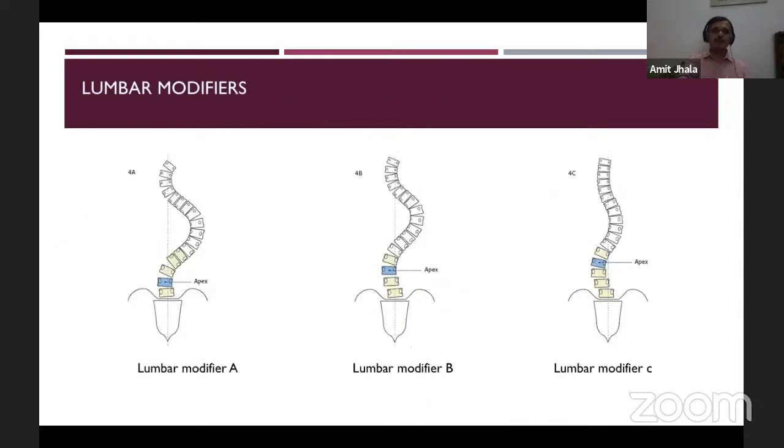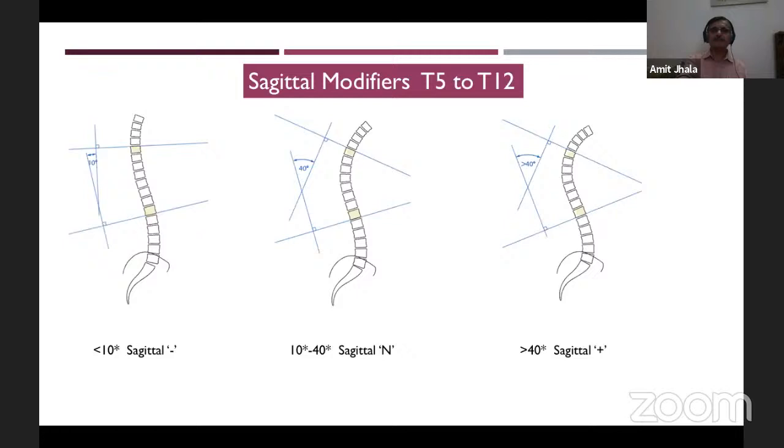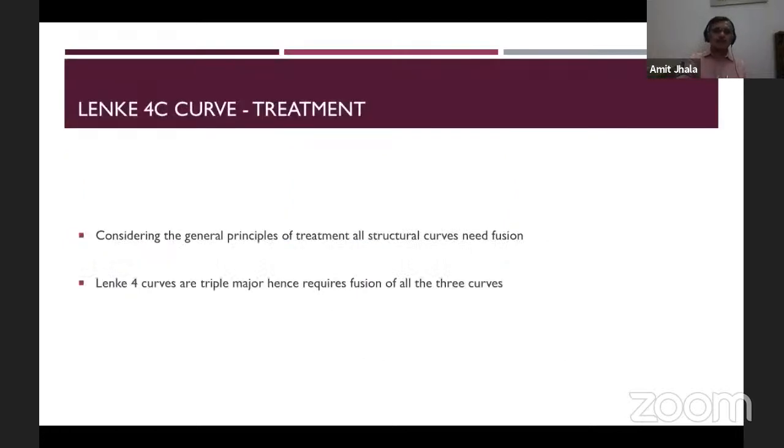You have to classify again for A, B, and C, and assess whether it's a minus, neutral, or plus sagittal modifier. But considering the general principles of treatment, you have to treat all the structural curves, and all 3 need a fusion. So Lenke 4 curves are triple major and require fusion of all the 3 curves. I don't think there is any option of selective thoracic fusion unless the lumbar curve is very, very flexible. Then only can you go for the selective thoracic fusion.